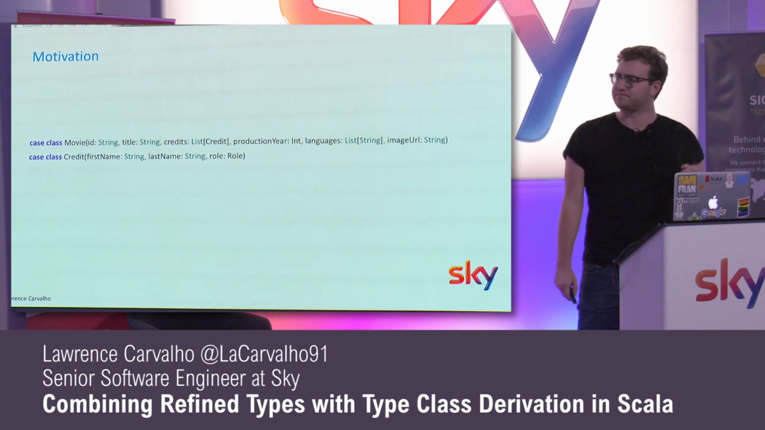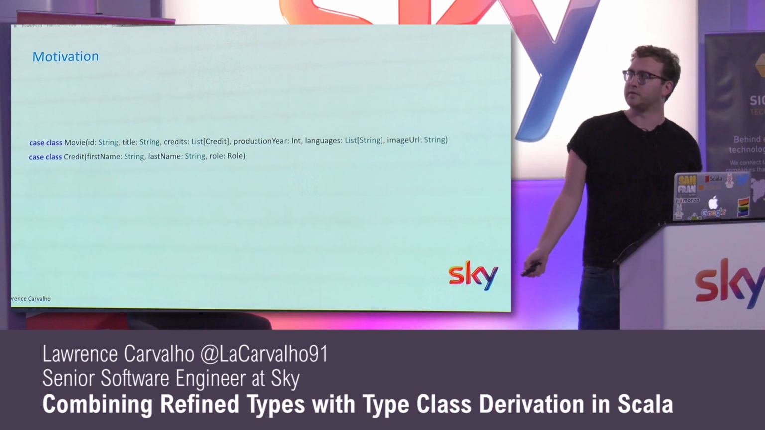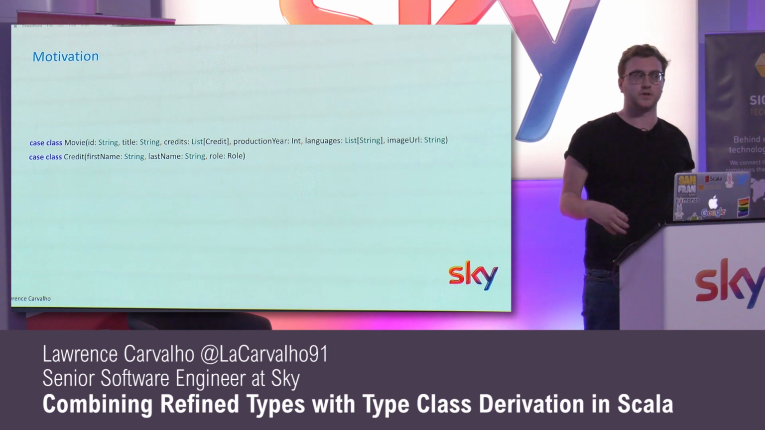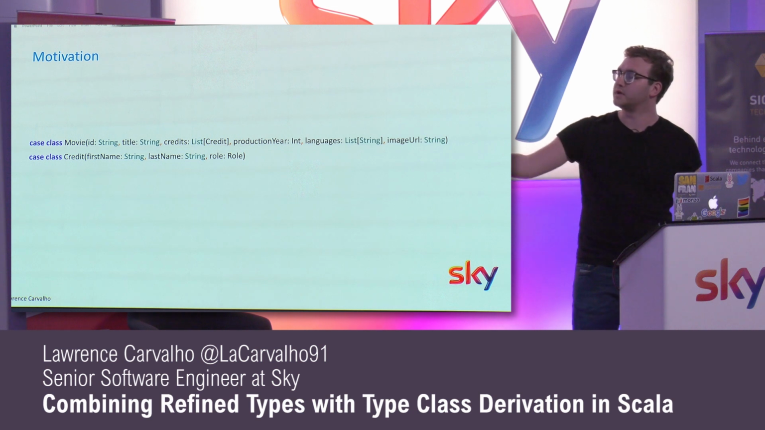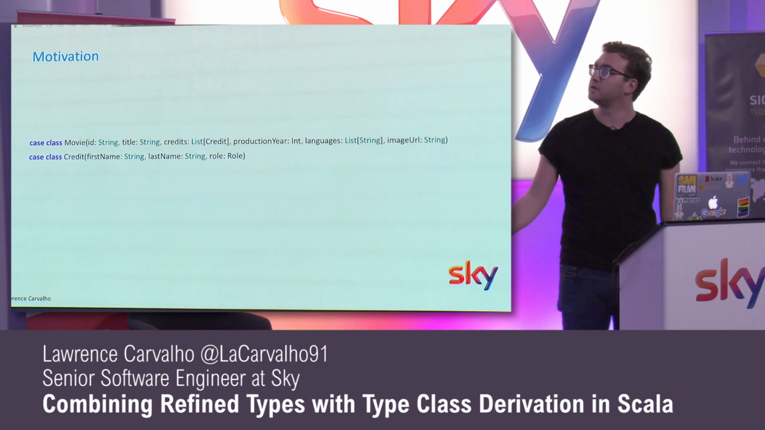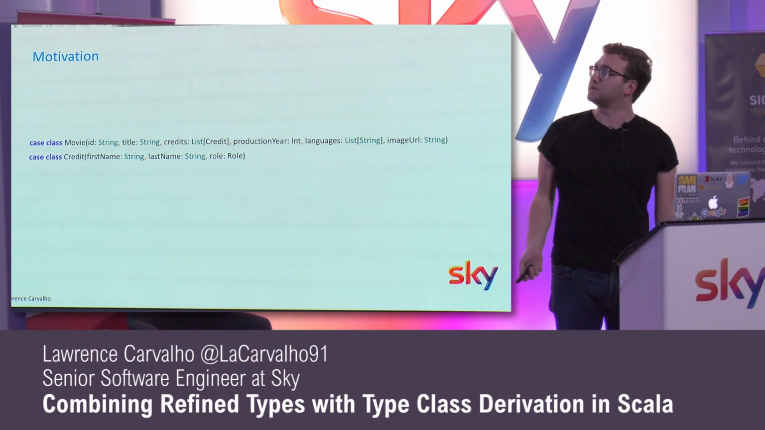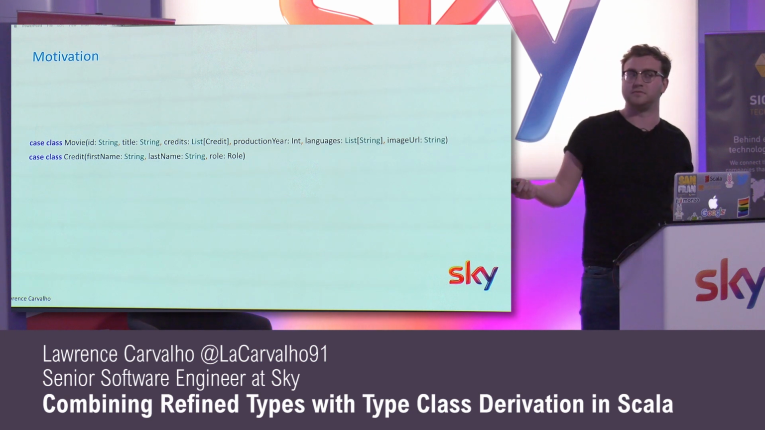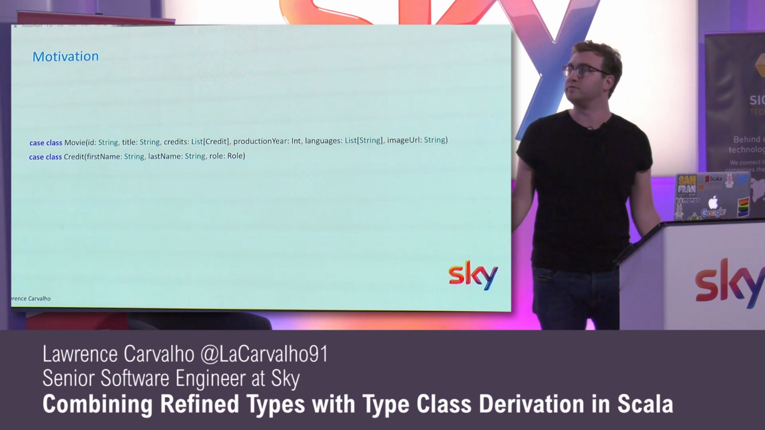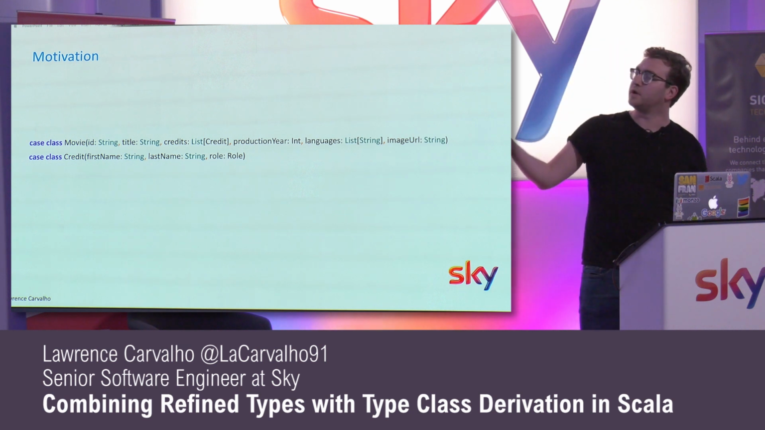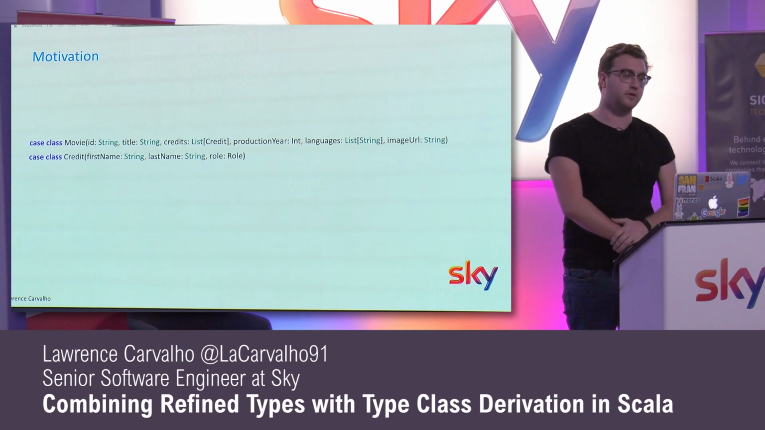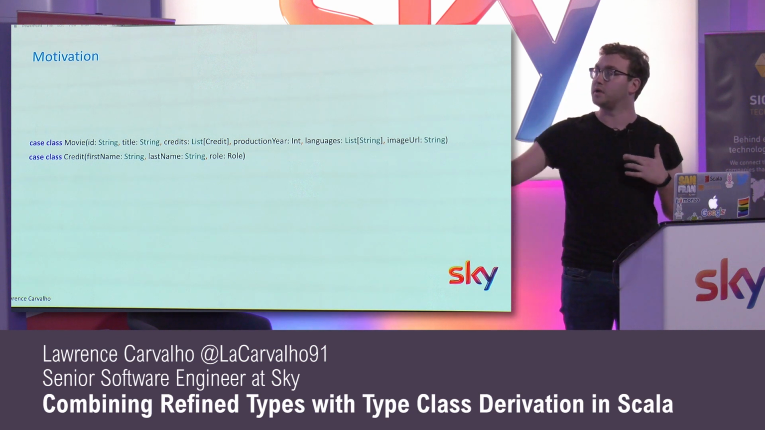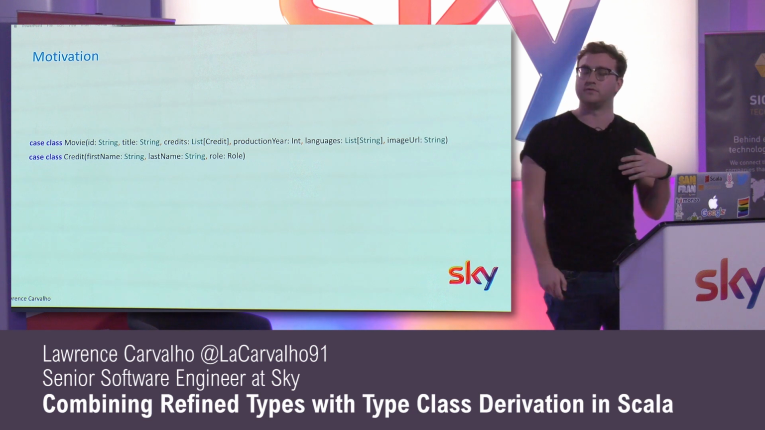So here's a pretty simplified version of some of the domain at Sky. So we have a movie. A movie has an ID, it has a title string, it has a list of credits, because if there wasn't any credits, then no one would be working on the movie, so there wouldn't be a movie. There's a production year, some list of supported languages, an image URL, and as you can see here, credit has a first name, last name, and a role.